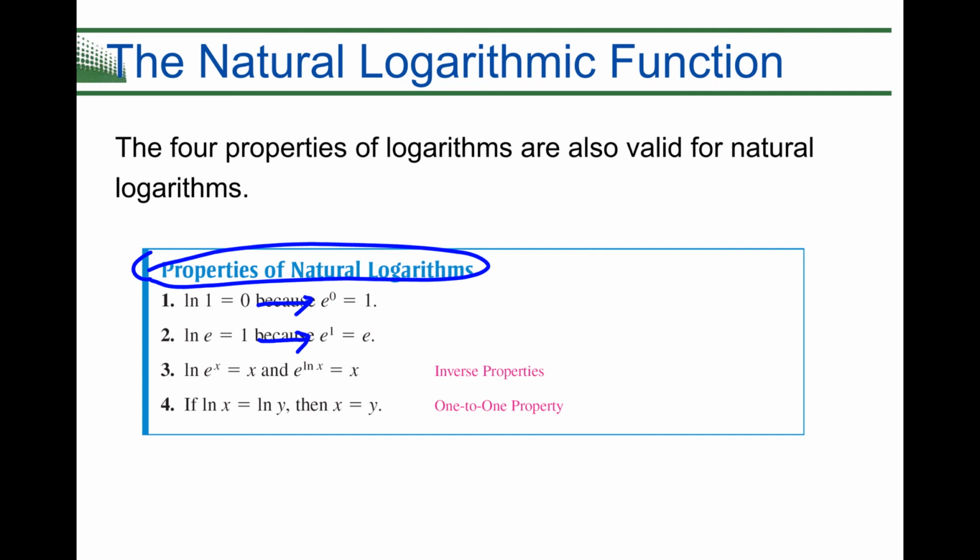Notice ln e almost looks like a line, L-I-N-E, and so I'm just going to put a line through it, and I just get x. And also e to the ln x, again, put a line through it, and you get x. And if ln x is equal to ln y, then x is equal to y. And this is your inverse property and your one-to-one property. Super important. We're going to use these a lot.